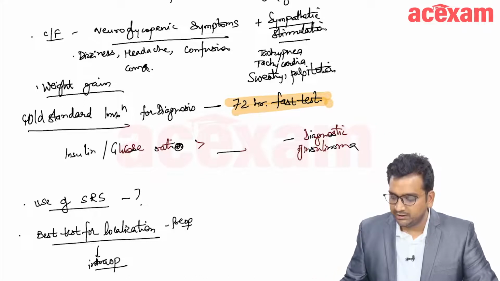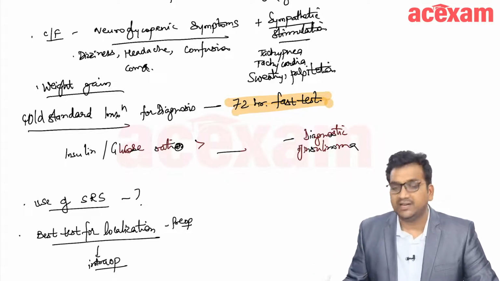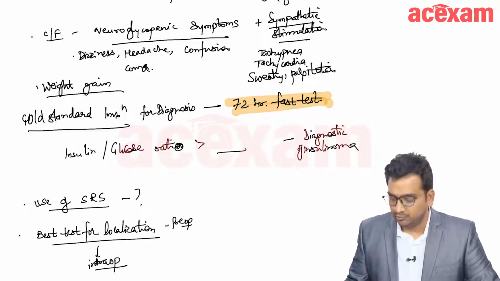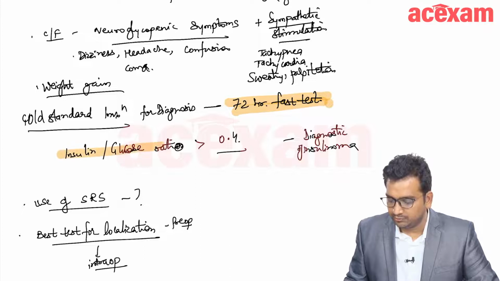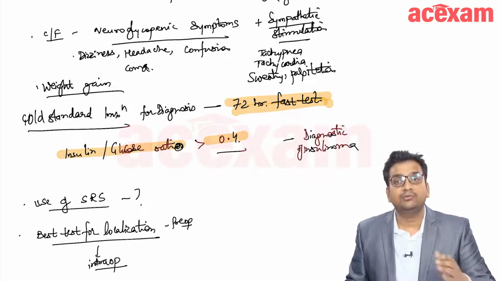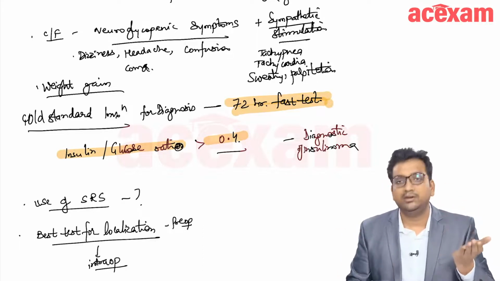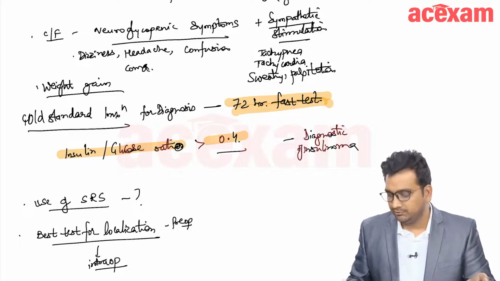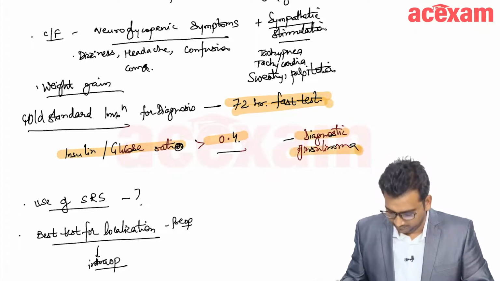And what is the insulin to glucose ratio that is diagnostic of insulinoma? It is more than 0.4. Obviously, you can see here that insulin should be on a higher side and glucose should be on a lower side. So if the insulin to glucose ratio is more than 0.4, then it is diagnostic of insulinoma. This is a very important point.